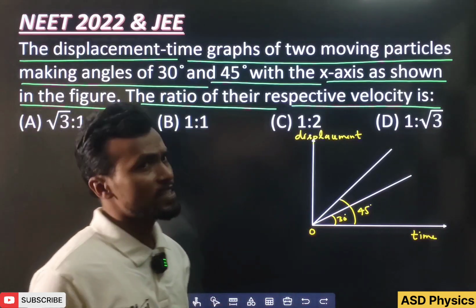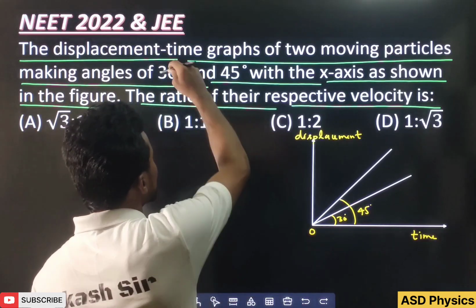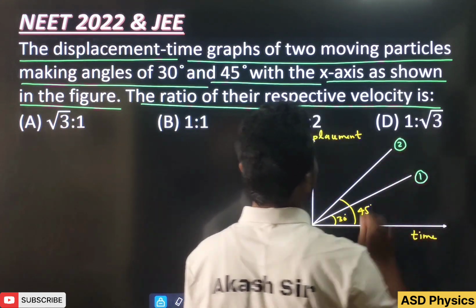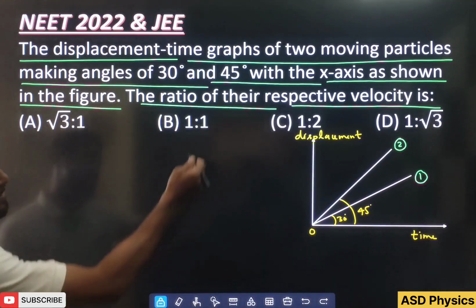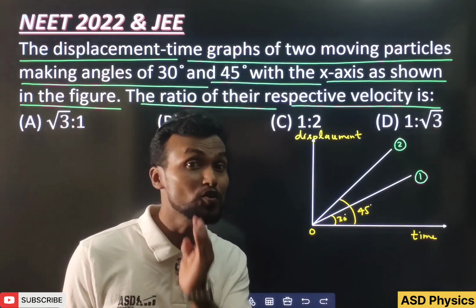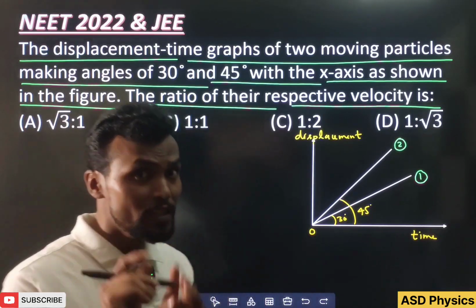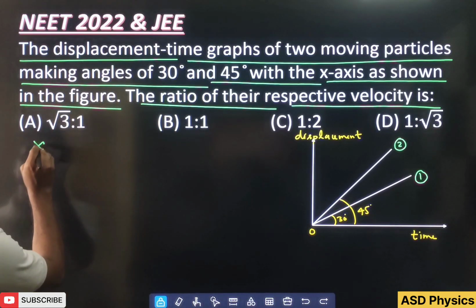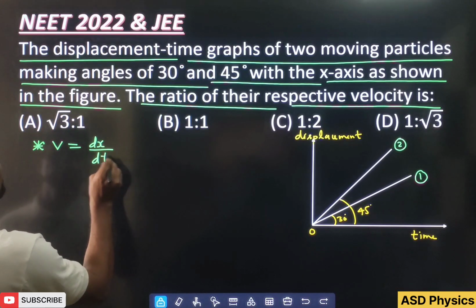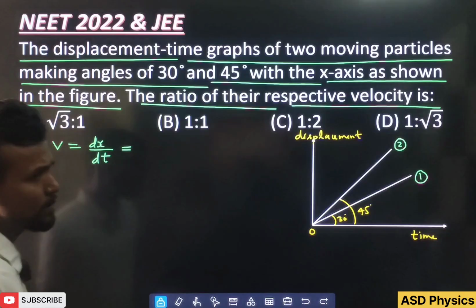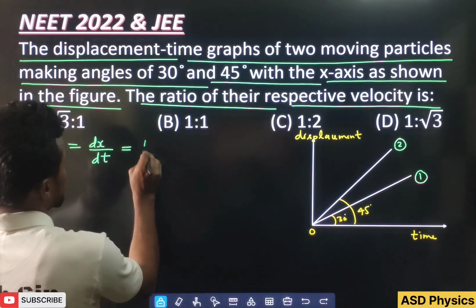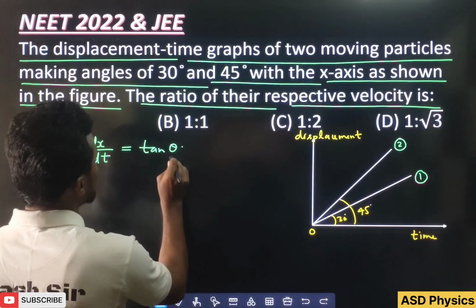Now, this is the graph. In the question, first they are telling angle 30 degrees, so this one I will take 1 and this one I will take 2. And this is which graph? This is the displacement time graph and we want the velocity. So how to get the velocity from the displacement time graph? We should know the slope. Why? Because we know that V equal to dx by dt. That means the slope of a position time graph, or we can say slope of displacement time graph, will give us the velocity. And what is this slope? Slope means tan theta.